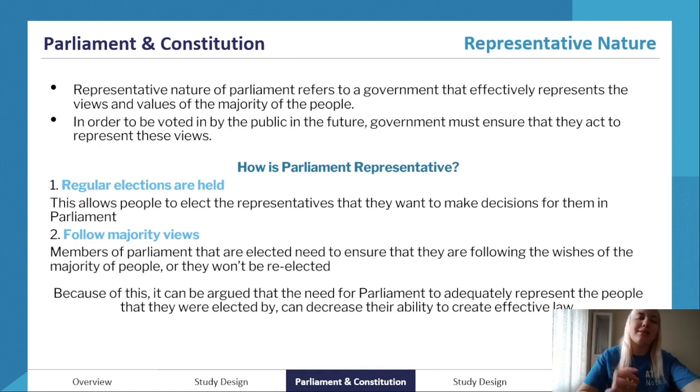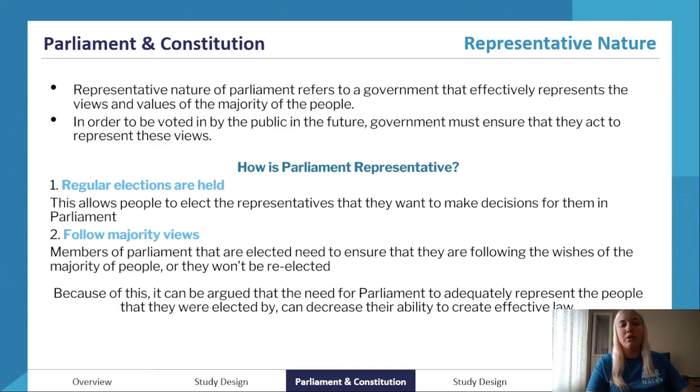Okay, and the next one we have to look at is the representative nature of Parliament. So the representative nature of parliament refers to a government that effectively represents the views and values of the majority of the people. So we said that's the role of parliament, and that is ensured by hosting regular re-elections. So we can decide if parliament is representing us accurately in our views or not. So in order to be voted for by the public in the future, the government must ensure that they act to represent the people's views.